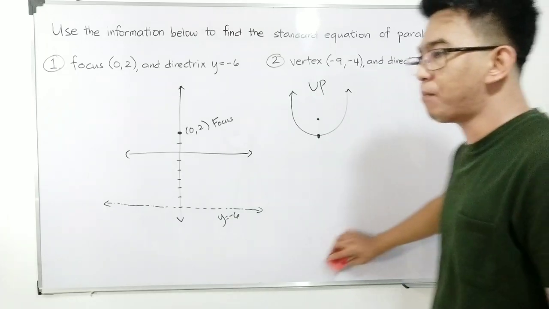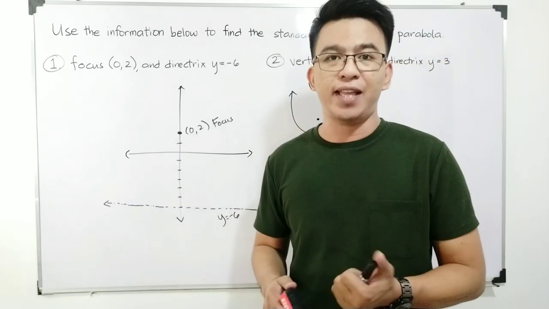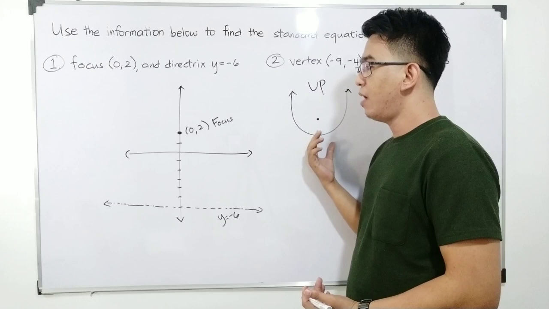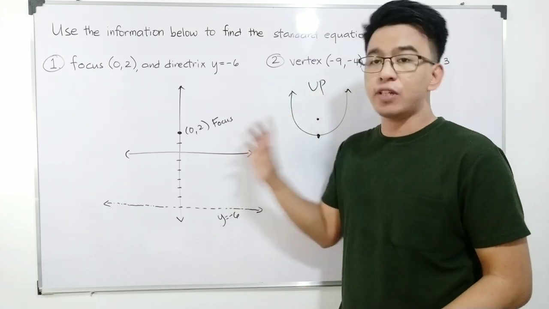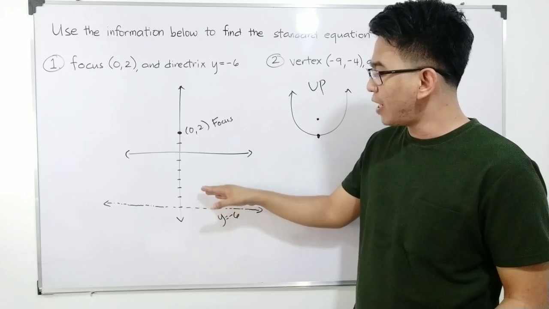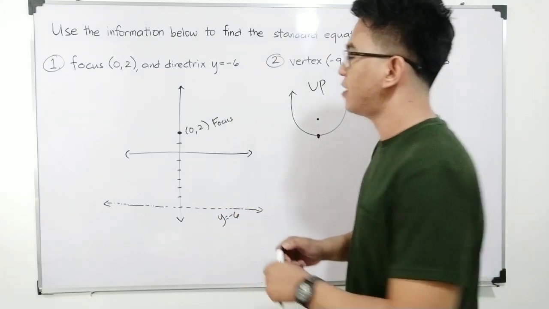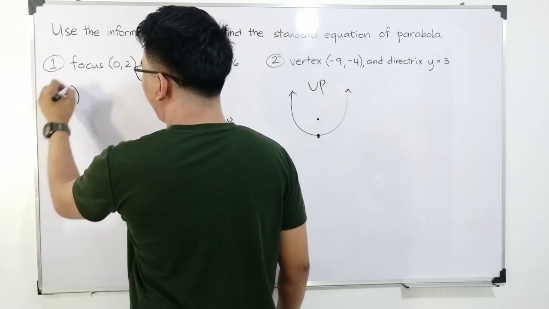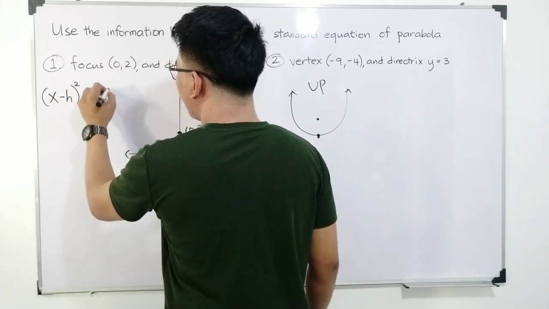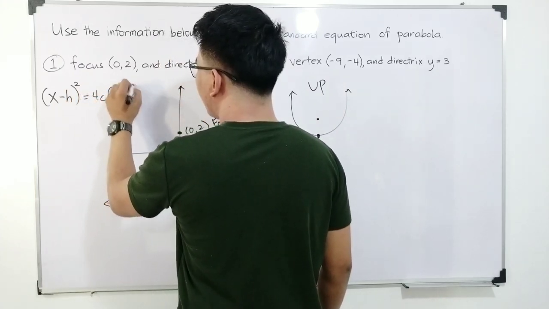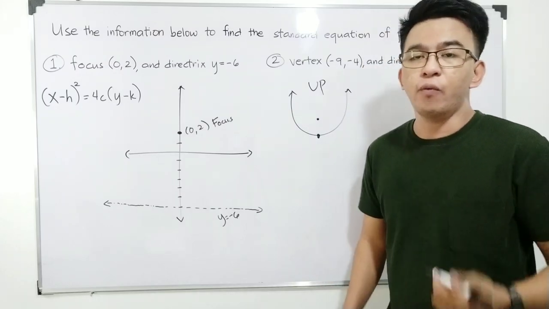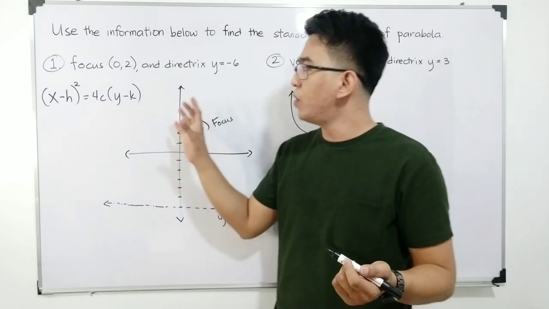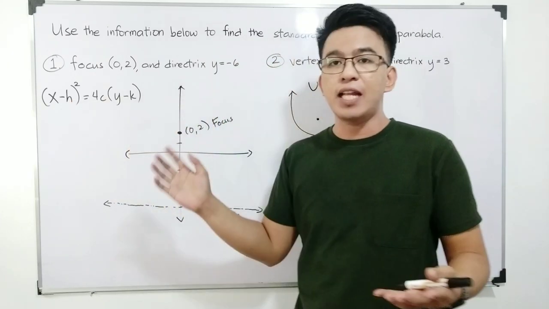So now, we need to remember, what equation can we use? So which equation should we use? Since the parabola opens up, and the vertex, for sure the vertex is not at the origin because our vertex is somewhere here, we need to use this standard equation. We have x minus h squared is equal to 4c times y minus k. So, what is our next step here? We need to find the value of c. Again, we need to find the value of c, and since we have a vertex, that is your h, k, let's find that too.